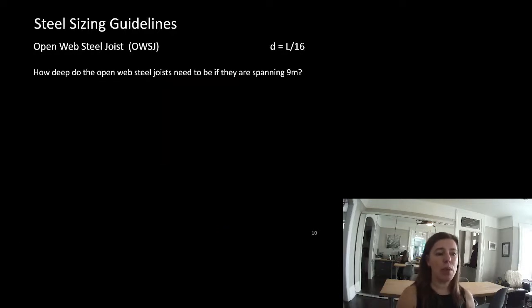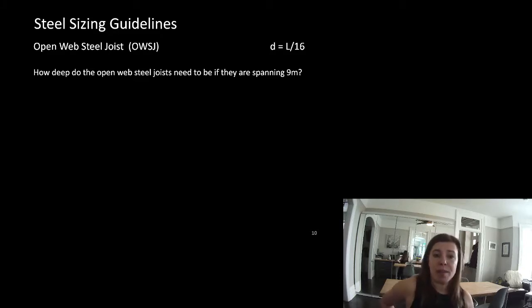How deep do the open web steel joists need to be if they're spanning 9 meters? So 9,000, it's just easier to work in millimeters. You could work in meters, that's totally fine. My questions will usually give you the prompt. Are we talking about millimeters or meters here? So 9,000 divided by 16, we get 562.5. Well, that's great. That's how deep we need it to be. But they don't come in that dimension. That's a weird dimension. They're not going to make an open web steel joist at that dimension.